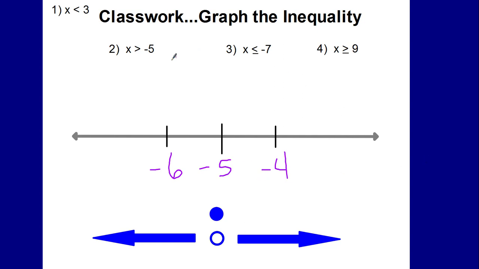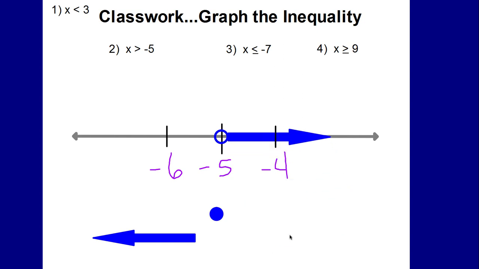We're ready to graph the inequality. Start with your circle. x is greater than, it's not equal to, so our circle is going to be an open circle. We're going to place that and draw that at -5. And x is greater than, so the arrow line goes to the right. Go ahead and label it x over the line. That shows that this line represents the variable x.